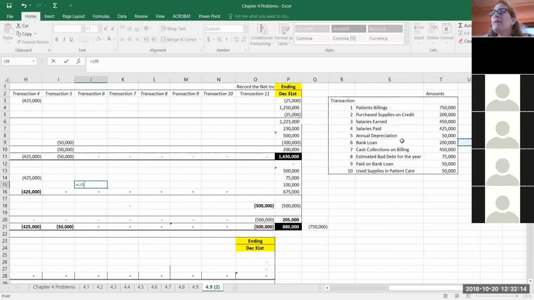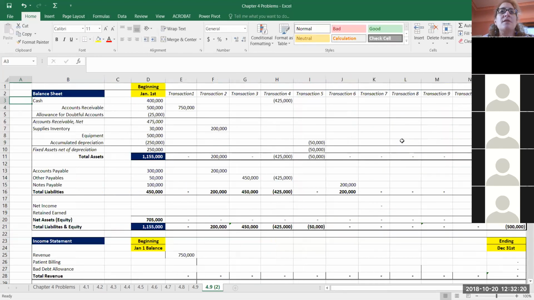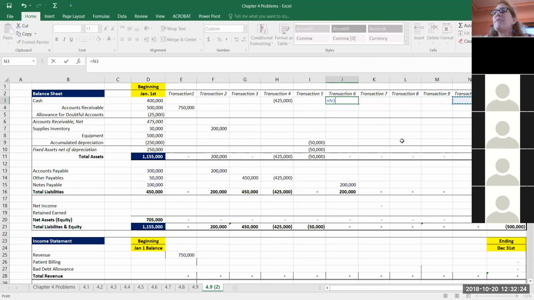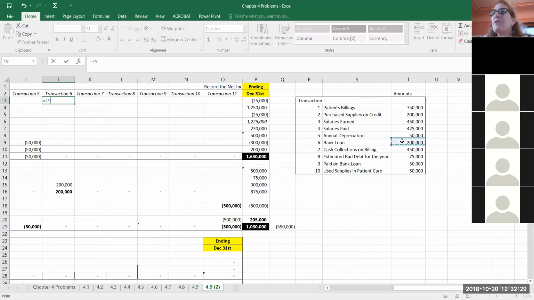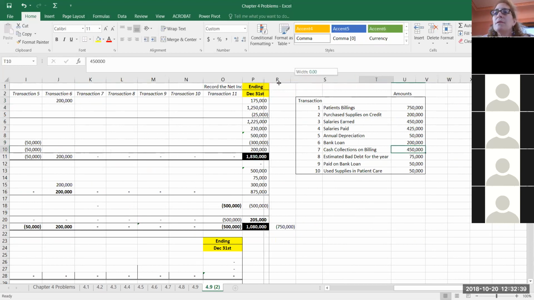So we owe that money, but what are we getting? We're getting cash, right? So then we can put 200,000 up in cash. Okay, so we got 200,000 in cash now from our bank loan, but we still owe money for it. So again, it's both a liability and an asset at the same time.